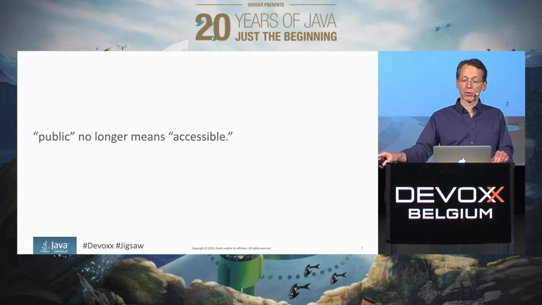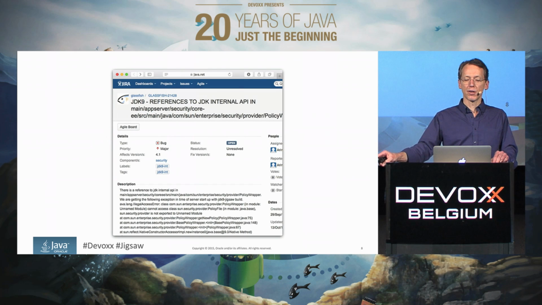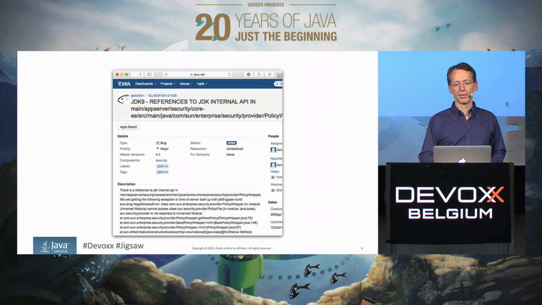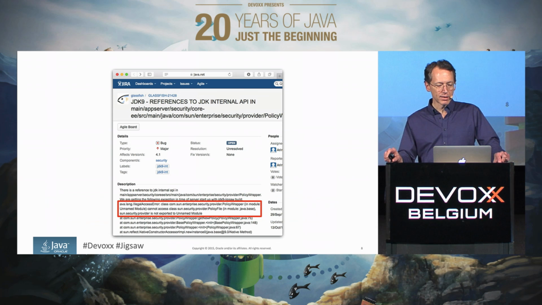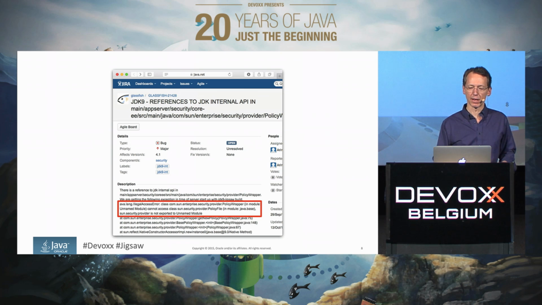Now, what happens if someone tries to access a public type that's not accessible? Here's an example from Glassfish. It doesn't start on JDK 9 because the VM throws an illegal access error. The error message is, that's rather small, class com.sun.enterprise.security.provider.policy wrapper in module unnamed module cannot access class sun.security.provider.policy file in module java.base. Don't worry about what an unnamed module means yet, we'll get to that.